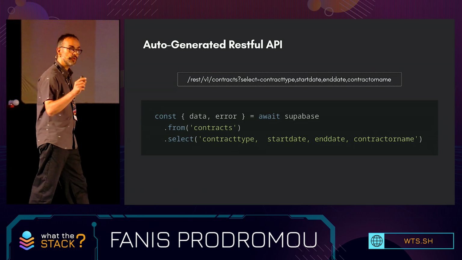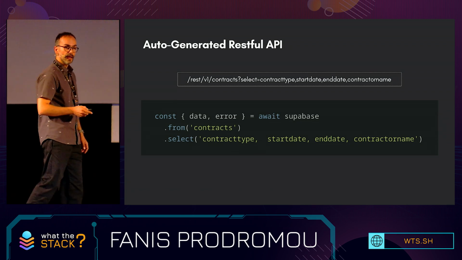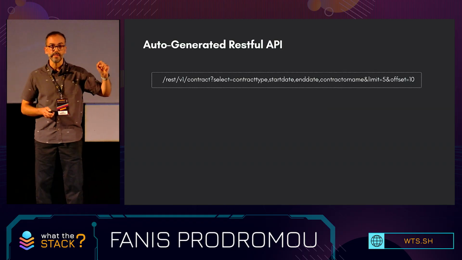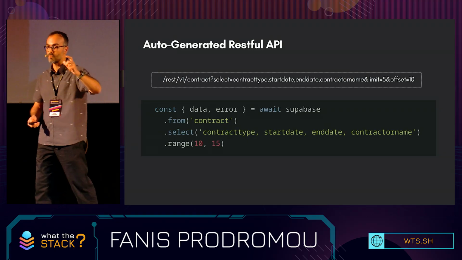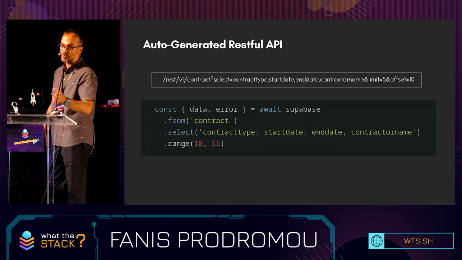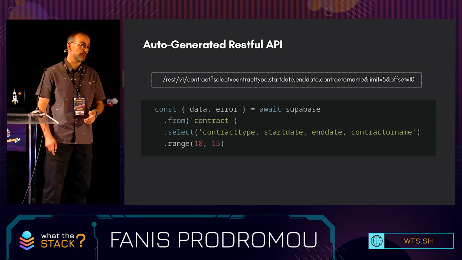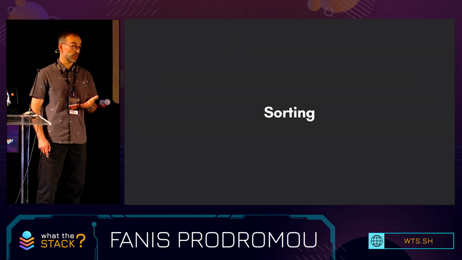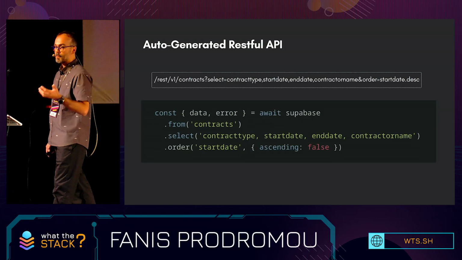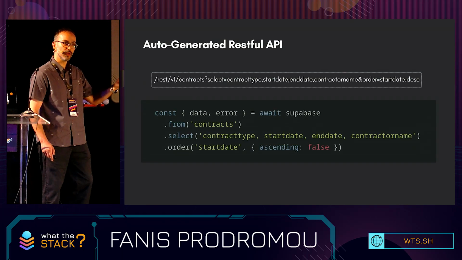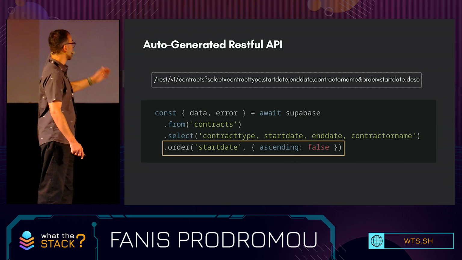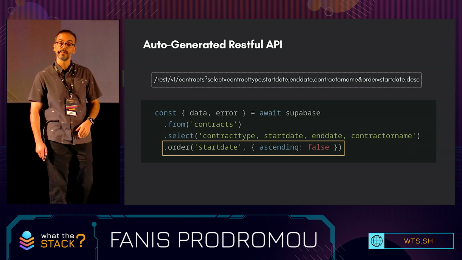And how about now if we want to have some pagination? Again, the only thing that we have to do is to have some more query parameters, or to state it better, one more chained function. And this is the range, where I would like to range my results from 10 to 15. And how about if I have some sorting? How can I deal with that? Again, same thing. One more query parameter, or else just one more chain function, where I would like to order by start date and the ascending to be false.